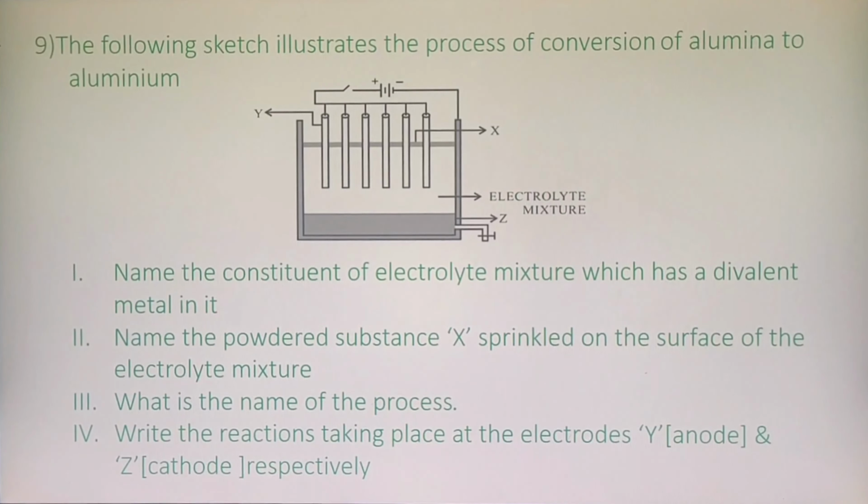Next question. As you can recognize from the picture itself, it is a diagram of the Hall-Héroult process. What is the Hall-Héroult process, children? You are trying to convert alumina. It is a sketch that illustrates the conversion of alumina to aluminium. You are trying to convert Al2O3 into aluminium.